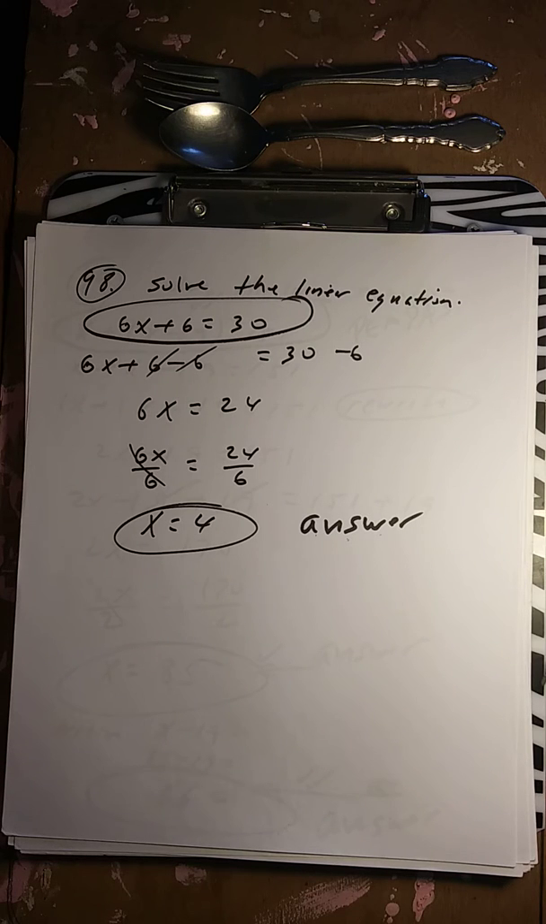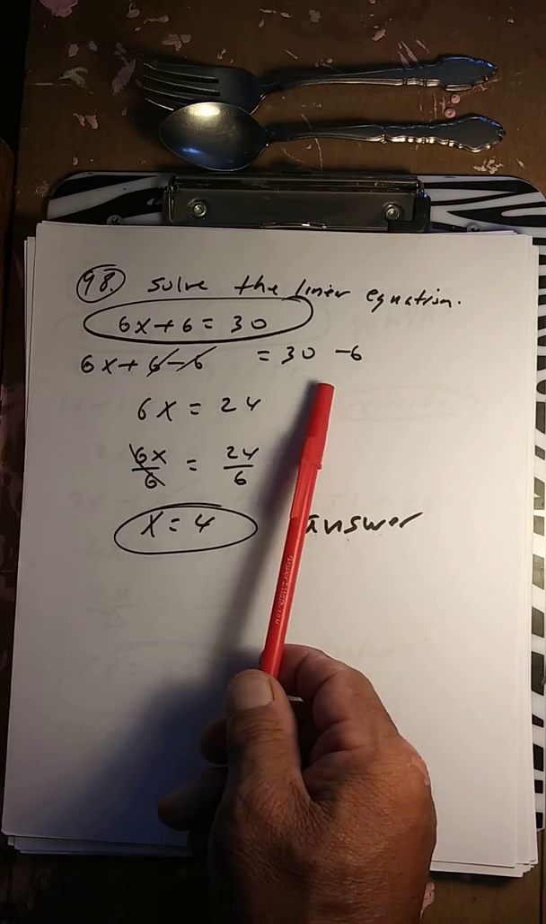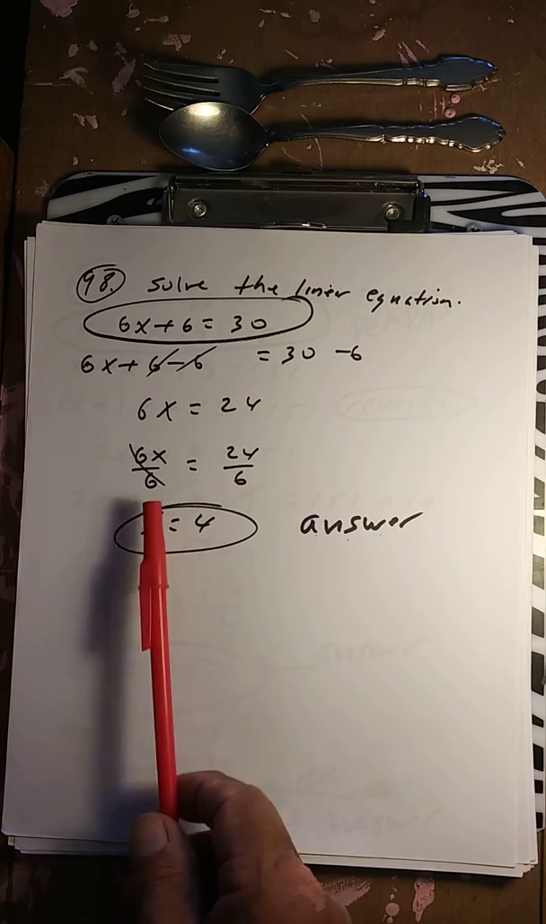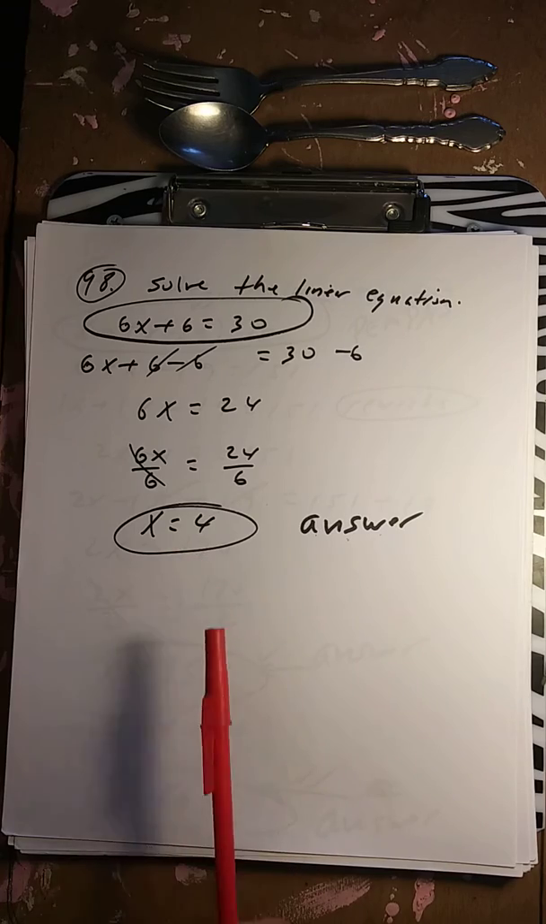Solve the linear equation. 6x plus 6 equals 30. So go minus 6, both sides. So 6x equals 24. Divide by 6. So x equals what? 4.